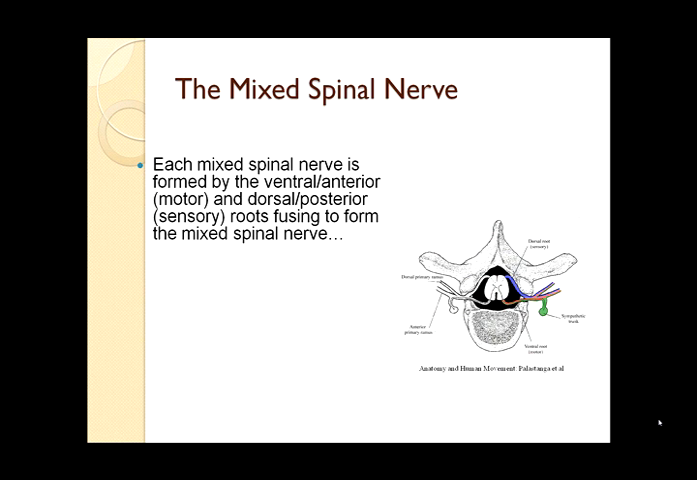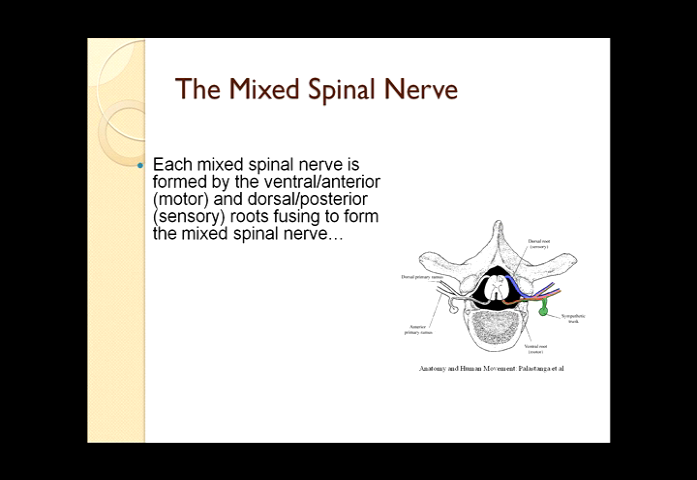Each mixed spinal nerve exits the vertebral column via the intervertebral foramen. And the mixed spinal nerve itself is made up from motor and sensory roots, and these fuse to form the mixed spinal nerve. So in here we can see this is the spinal cord, this is the posterior aspect of the vertebra, this is the vertebral body anteriorly.